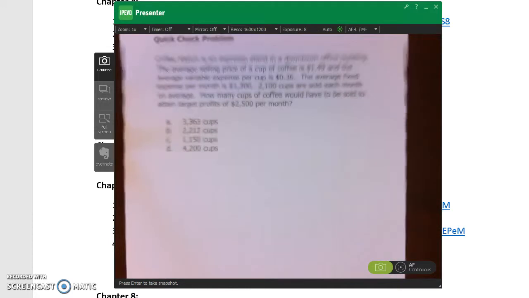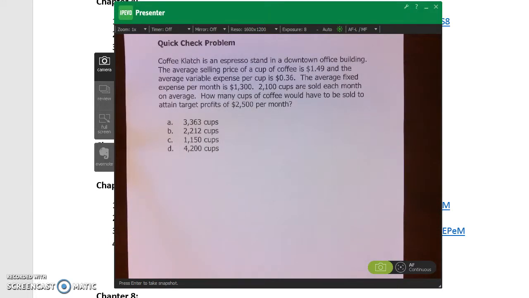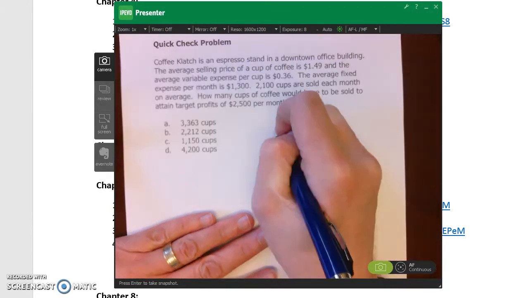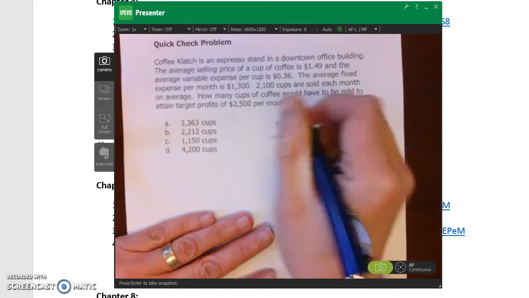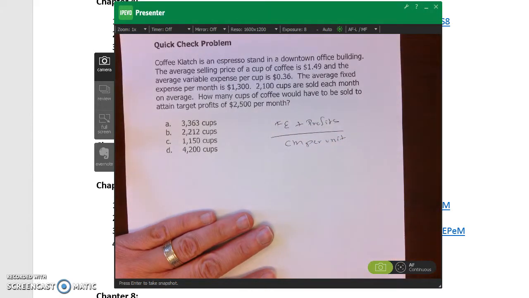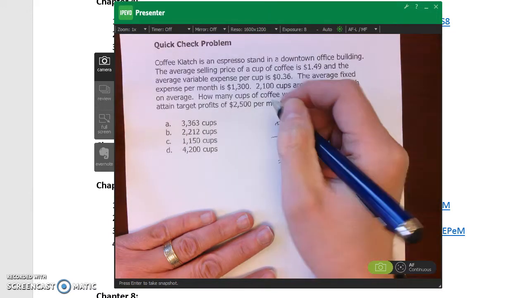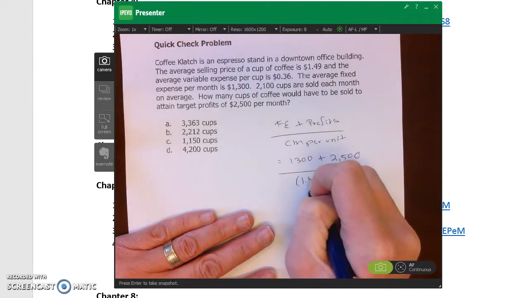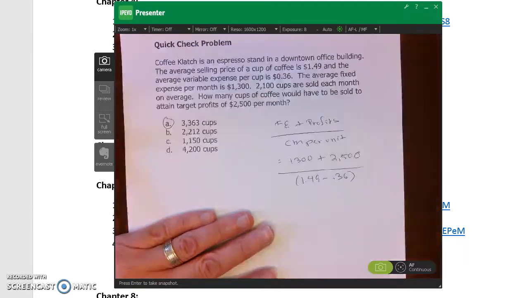Why don't you go ahead and give this a try? You may even want to pause the lecture video to see how you did on this problem. Okay, so I'm going to go over this. We have our fixed expenses plus our profits divided by our CM per unit, because this is not asking for sales dollars. So $1,300 are our fixed expenses, our profits are $2,500, and I calculate my CM as 1.49 minus 1.36, and when you do the math, you get A.